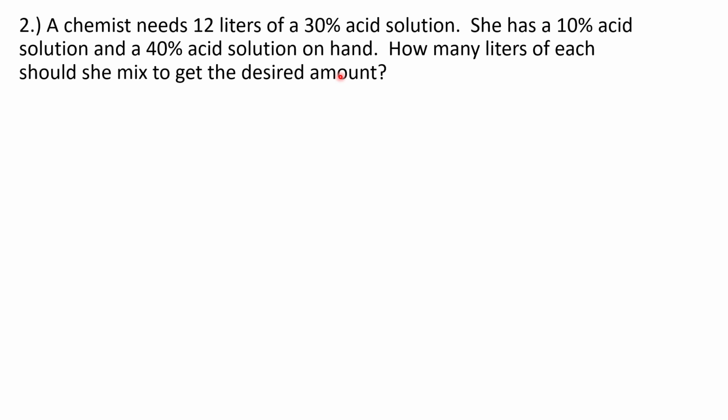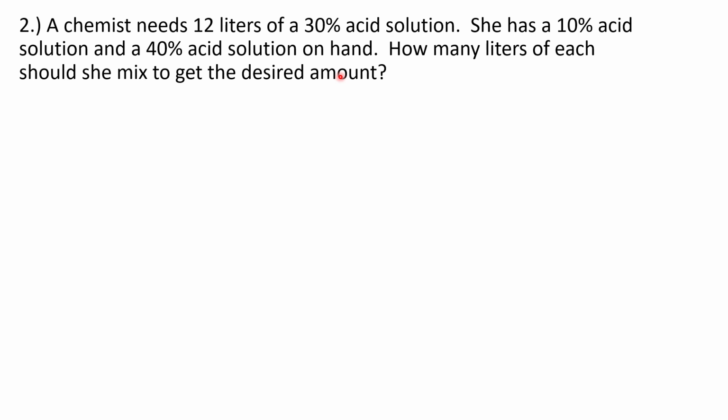How many liters should she mix to get the desired amount? So in other words, she needs to take that 40% acid solution and water it down with the 10% acid solution until she gets a 30% acid solution. But she can't just dump it in and keep checking, because she needs 12 liters of it. She doesn't want more or less than the 12 liters.